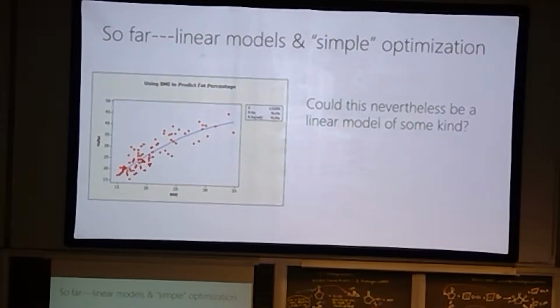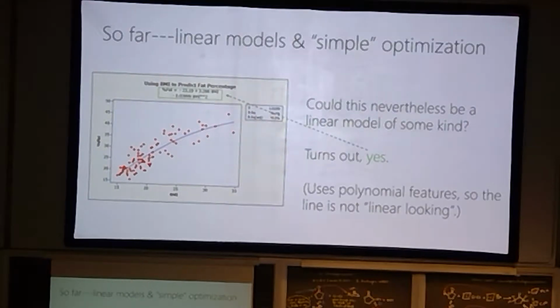So could this nevertheless be a linear model of some kind? I'll give you a minute to think about it. Okay, so who thinks that it could be? Who thinks that it absolutely couldn't be? Okay, good stuff, right? So of course this is the kind of stuff you saw when you lifted the feature space using polynomial features and things like this.